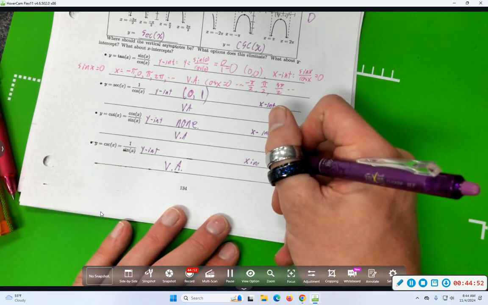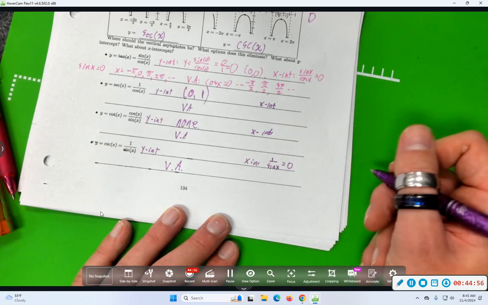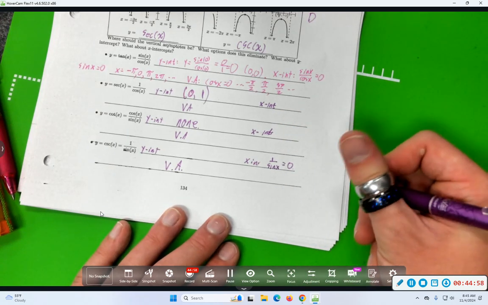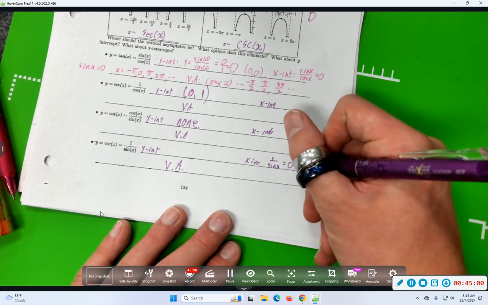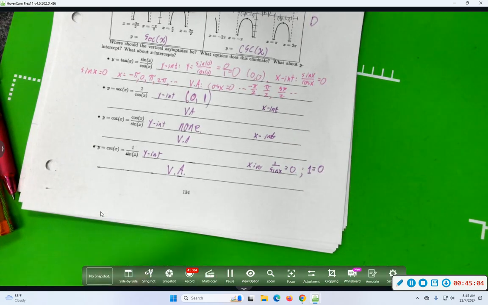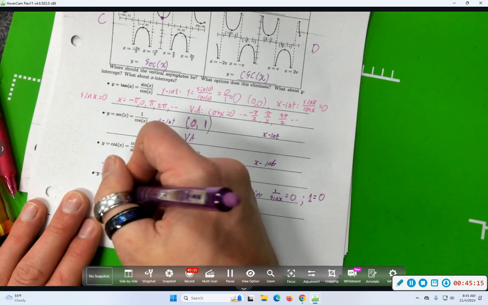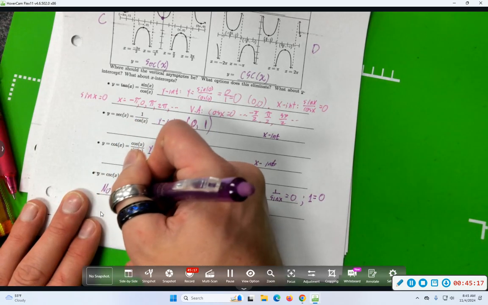So to find x-intercepts, you would set 1 over sine of x equals 0. But the only way a fraction can be 0 is if the numerator is 0. So for this to be equal to 0, 1 has to be equal to 0. For what x values is 1 equal to 0? 1 is not equal to 0. So that's why there are no x-intercepts.